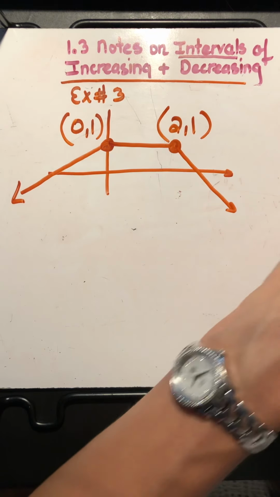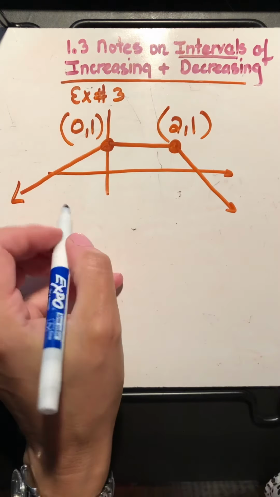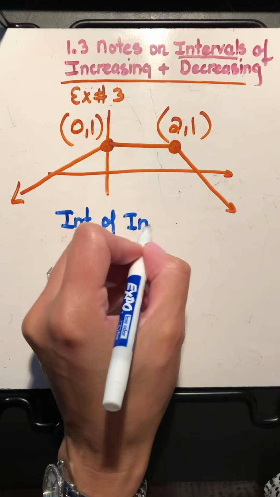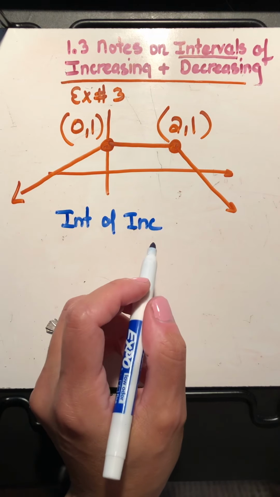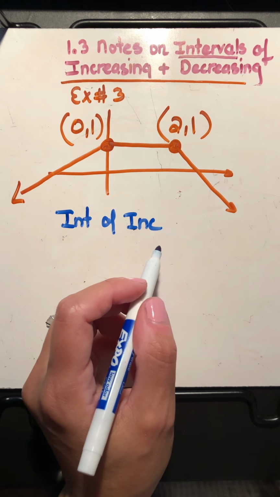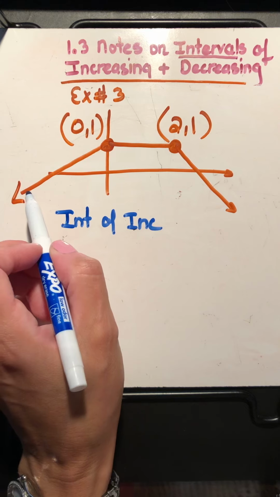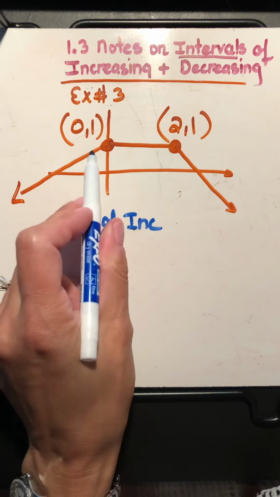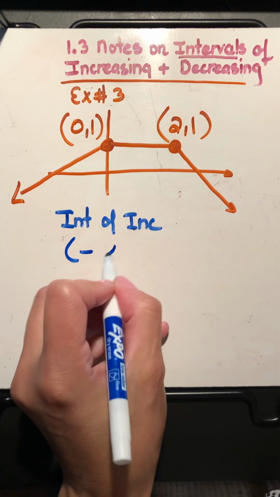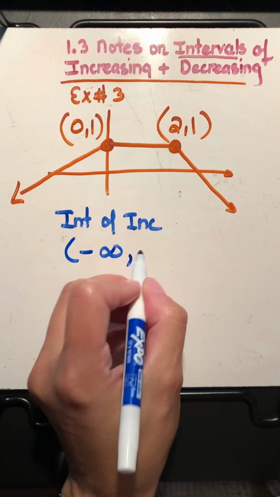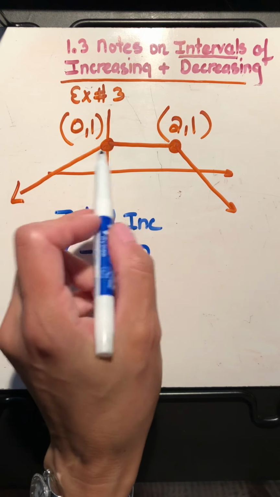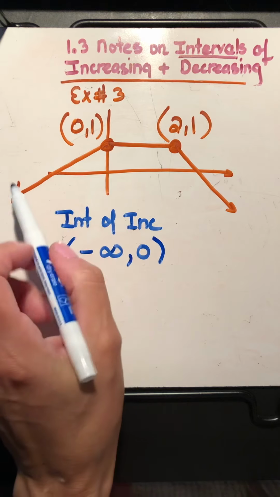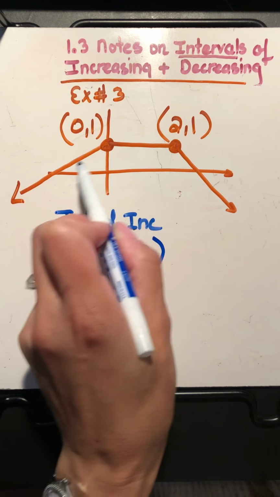So let's ask ourselves the same questions. Can I find the intervals of increasing? I'm not writing out the whole word increasing. So where am I increasing? On which x values are the y values increasing? I would say from negative infinity all the way to 0. And technically, remember, I know it's kind of weird, I don't want to include 0, I want to put a round bracket there. That's the only place where the y values are increasing.